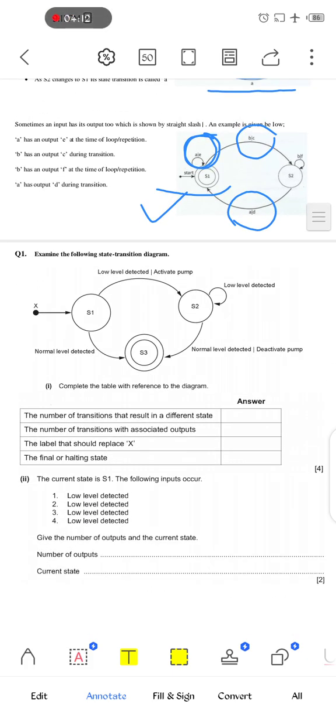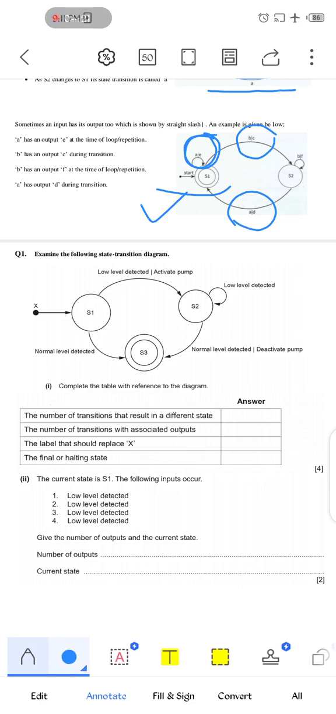This is the question, and here you can see there are three states: S1, S2, S3. The starting state is S1, because it has a black dot arrow. As I told you, if a state has a black dot arrow, it is the starting state. The last state is S3 because it is a double circle. As I told you, a double circle state is the ending state.